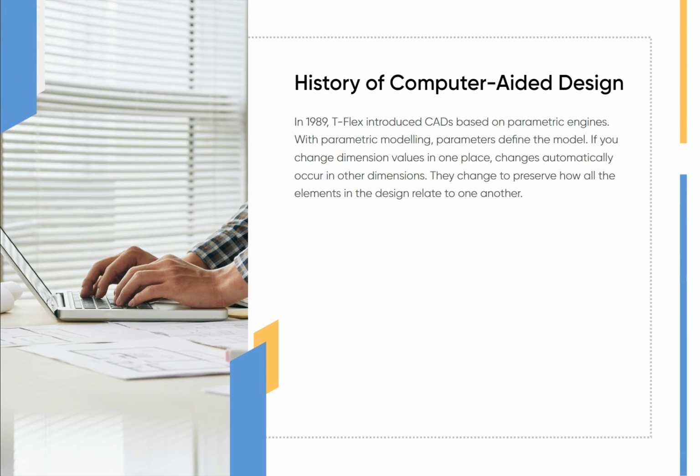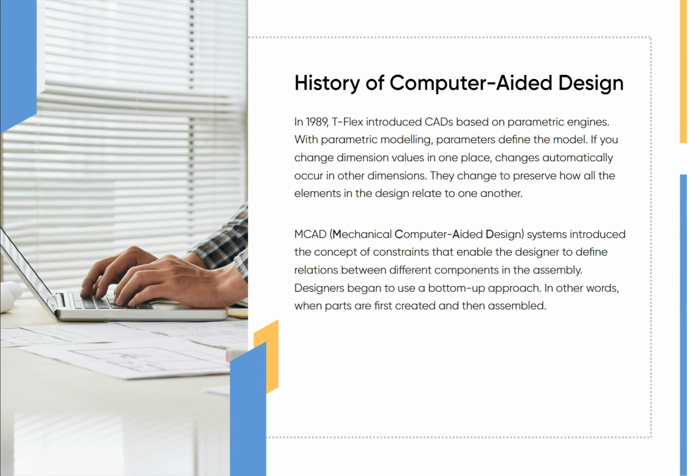In 1989, T-Flex introduced CADs based on parametric engines. With parametric modeling, parameters define the model. If you change dimension values in one place, changes automatically occur in other dimensions. They change to preserve how all the elements in the design relate to one another.